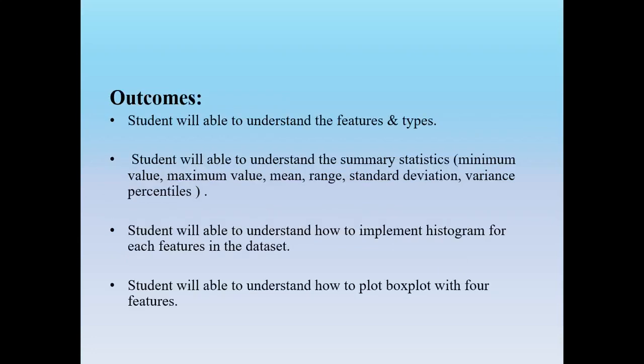Now the outcomes. Students will be able to understand the features and their types that are available in the dataset. Students will be able to understand the summary statistics, in which we find the minimum value, maximum value, mean, range, standard deviation, variance and percentile. Students will be able to understand how to implement a histogram for each feature in the dataset. Fourth one, students will be able to understand how to plot box plots with the four features.